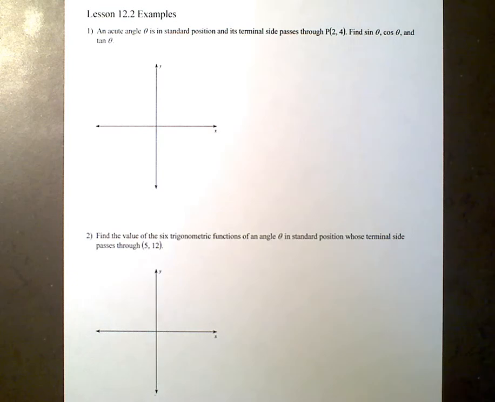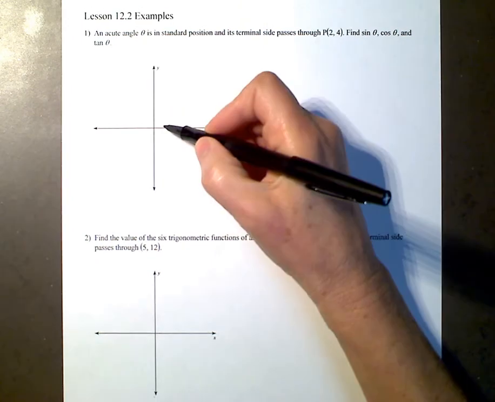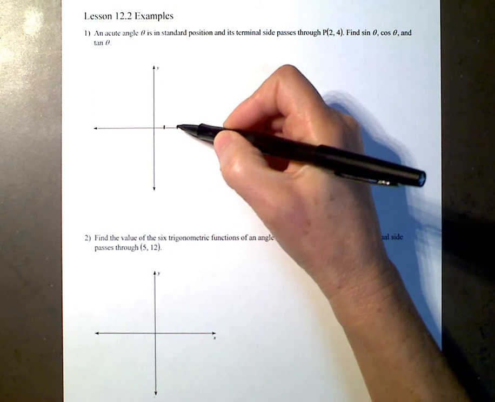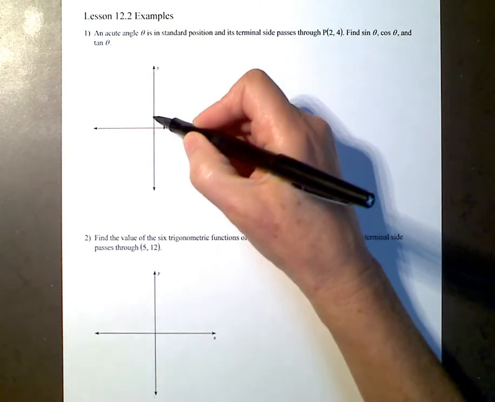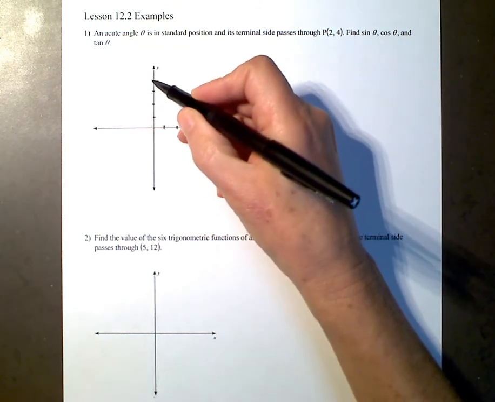These are examples for lesson 12.2 that are to help you learn the material for that. And in number 1, we're supposed to find the sine, cosine, and tangent of an acute angle theta whose terminal side passes through 2, 4. So on the coordinate plane, say x is 2 and y would be 4 for this point.